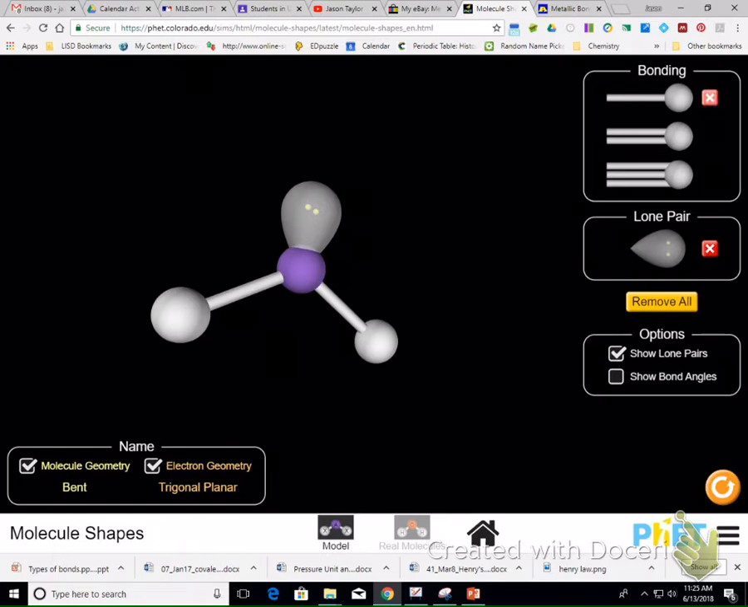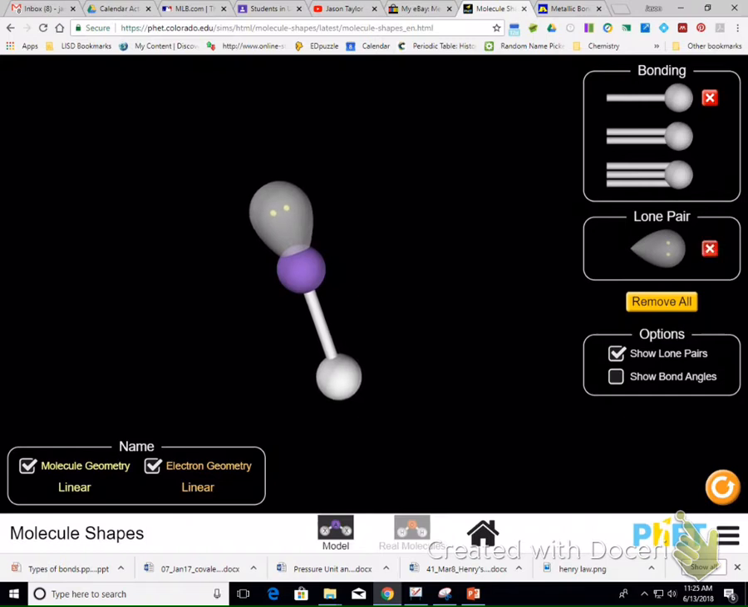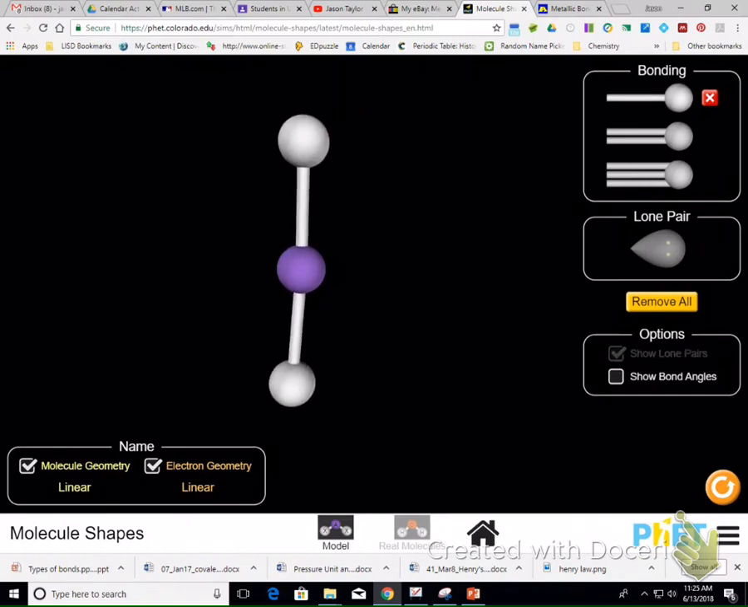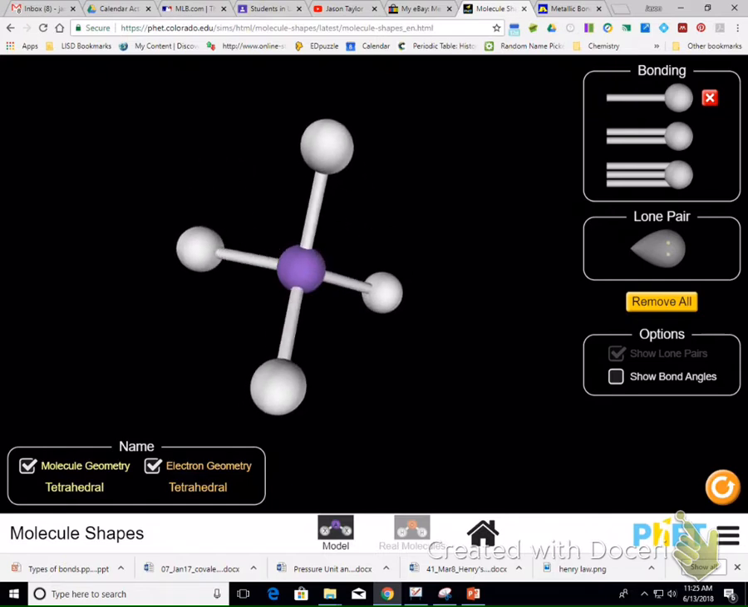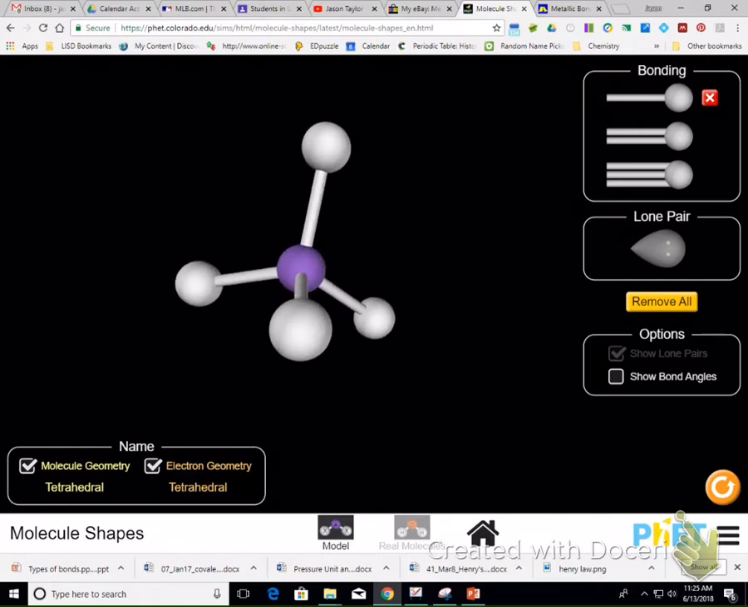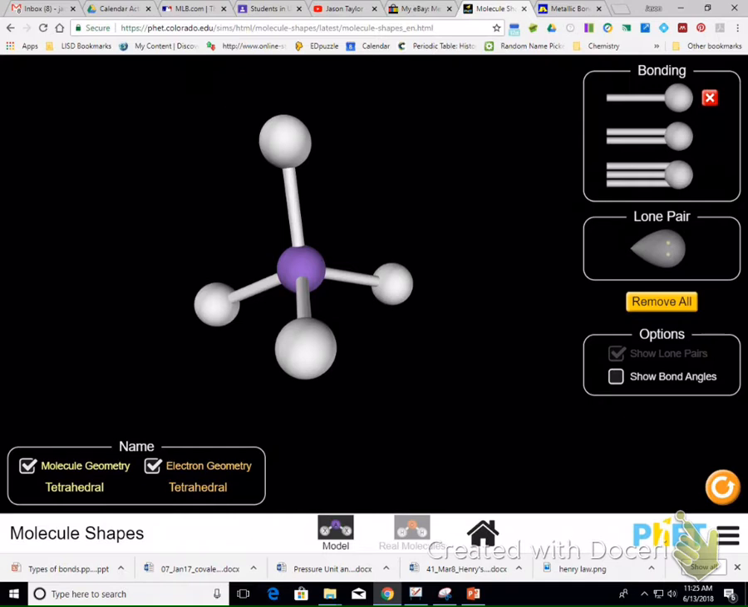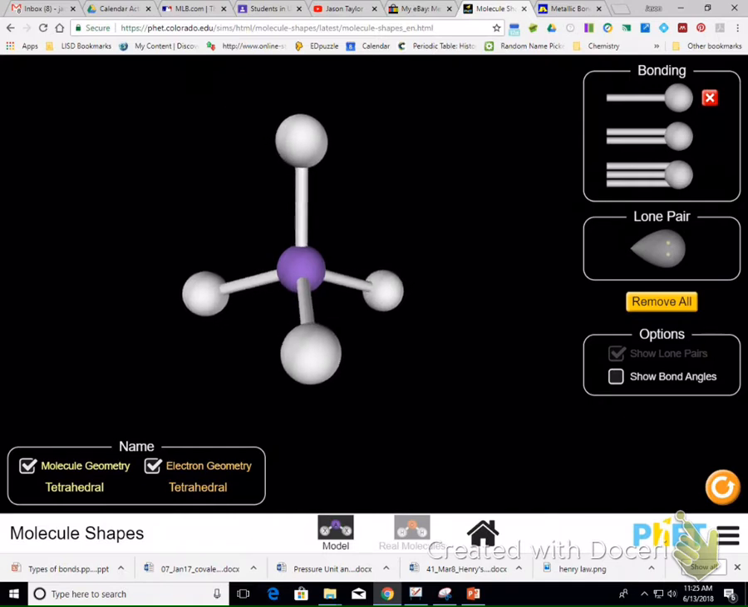I hope that clears that up. I realize how confusing that probably sounds. All right, let's go to our next shape, which is when we have four domains. We call that tetrahedral. The tetrahedral, as I showed you on the opening slide, has three subsets, the first of which is called tetrahedral because all four domains would be shared.